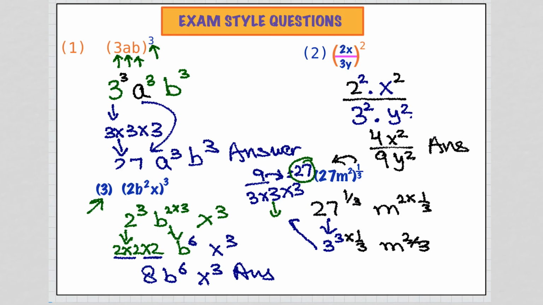Next step, I can cancel 3, this 3 and that 3, which leaves me with 3m squared over 3. So that's how you're going to solve this last question.